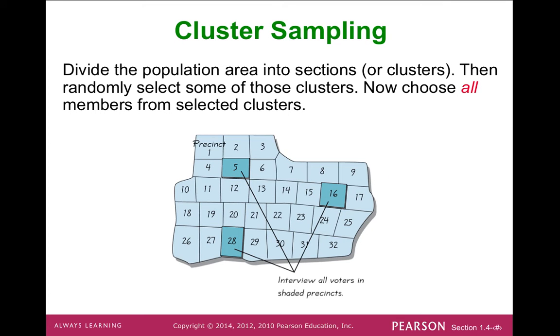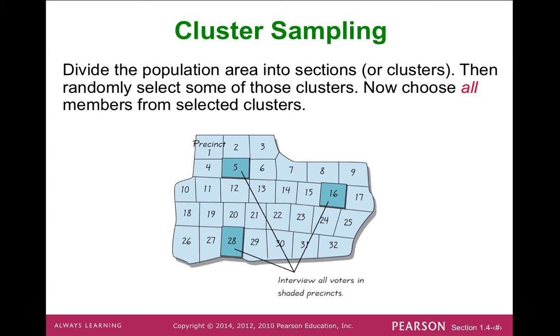Another type of sampling is what's called cluster sampling. In cluster sampling, you divide the population area into sections or clusters. Then you're going to randomly select some of those clusters. Then you choose all of the members from the selected cluster. So during an election year, this is actually something that happens really commonly. You'll often see that on an election day, you start to have people calling the election for different people. And this is exactly how they're doing it.